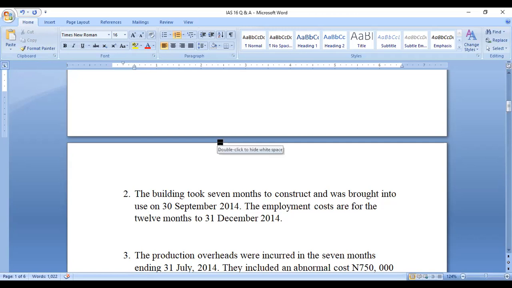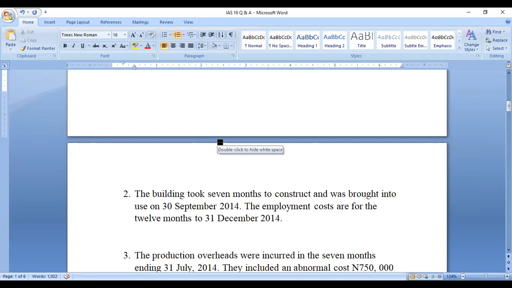Okay, I think the employment cost will be 7/12 times the amount stated in the information above. They told us that the building took 7 months to construct, and this employment is for 12 months. That's one accounting year. So the building took 7 months, and we're trying to ascertain the cost of the factory.